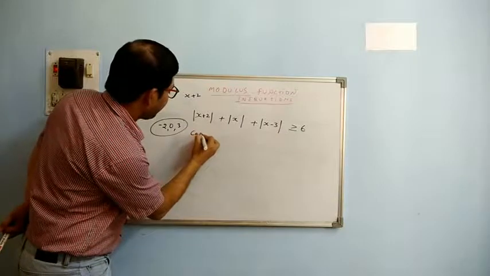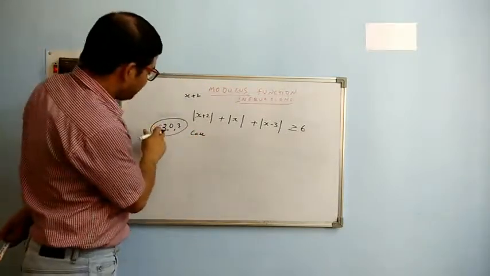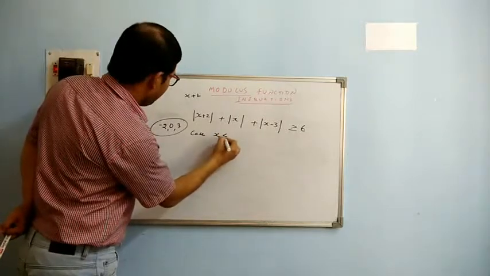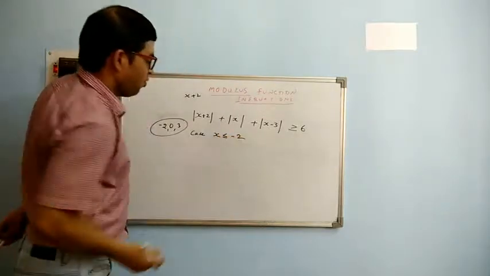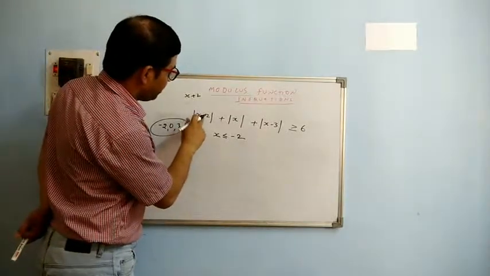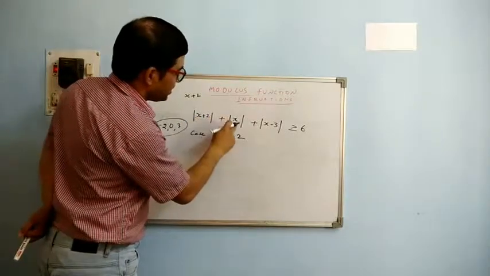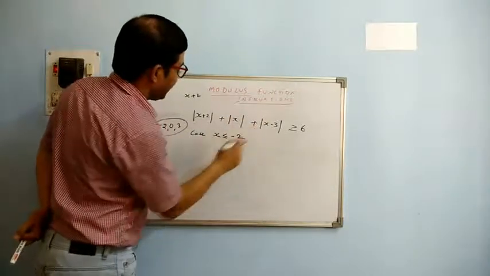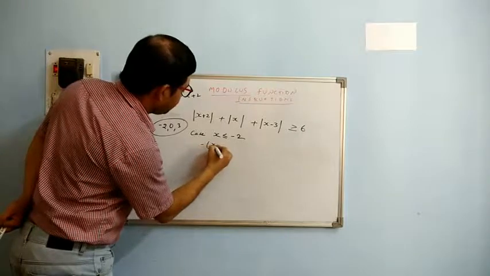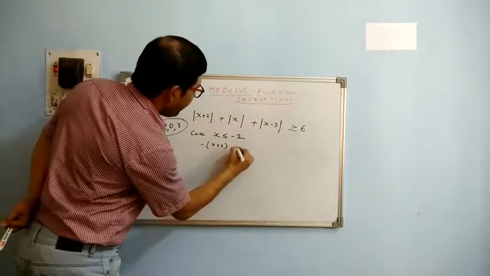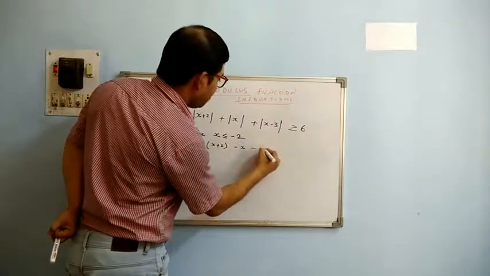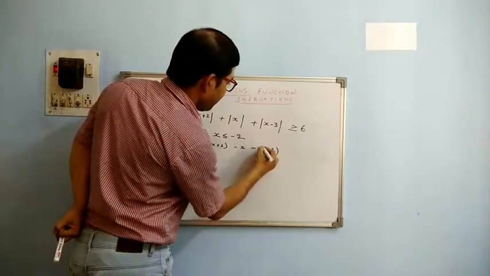Case 1 I am taking. The smallest critical point is -2. When x is less than or equal to -2, what is it coming out to be? This is negative, this is negative, and this is negative. So what we are getting? Minus of x plus 2, minus of x, minus of x minus 3.